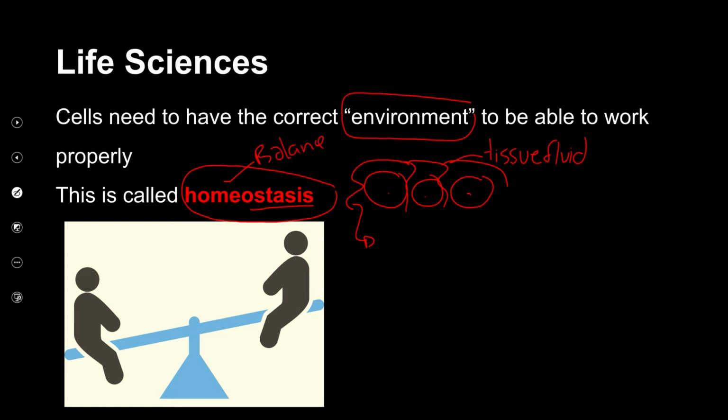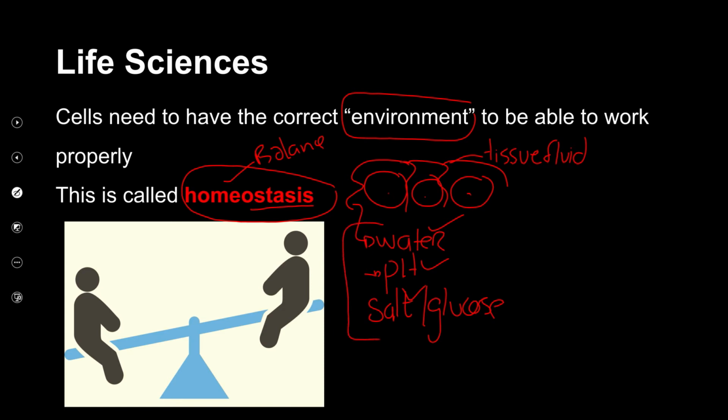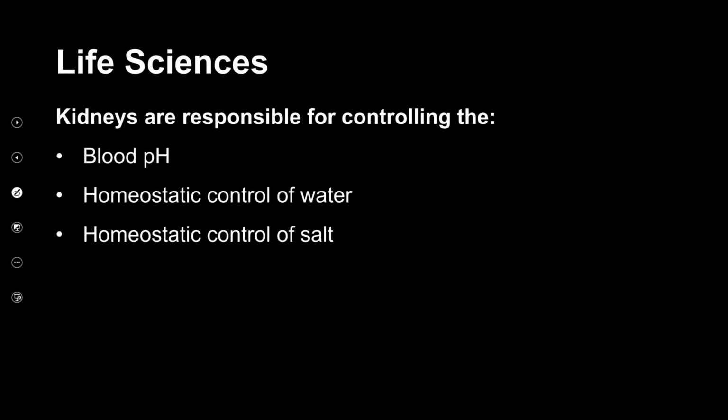And what we need to look at when we're looking at this environment, there are certain things: the water content, the pH, and the salt content, and to a certain extent the glucose content. But when we look at water, when we look at pH, and when we look at salt, this is going to be the role of the kidney. The kidney's role is to make sure that if any of these balances are off, there are certain regulatory methods that can come in, as you can see our seesaw here, to bring it back into balance.